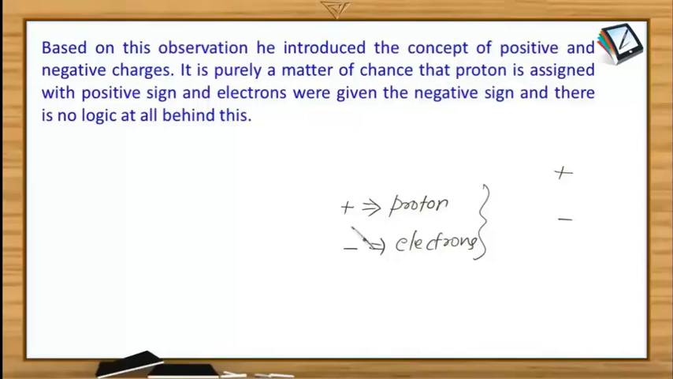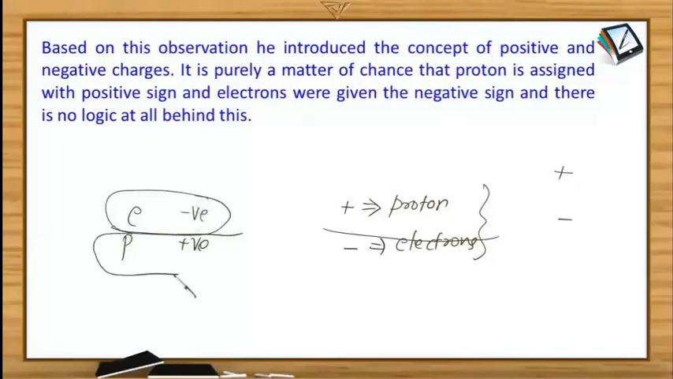And there is one interesting story behind why electron was given the negative charge and proton was assigned the positive charge. Are you aware of that story? I guess you're not. Why? Because there is no such thing. It was a fact that one of the particles was to be assigned the positive and the other one was to be assigned the negative, and it's just purely a matter of chance that electron was given a negative charge. There is no logic behind it.